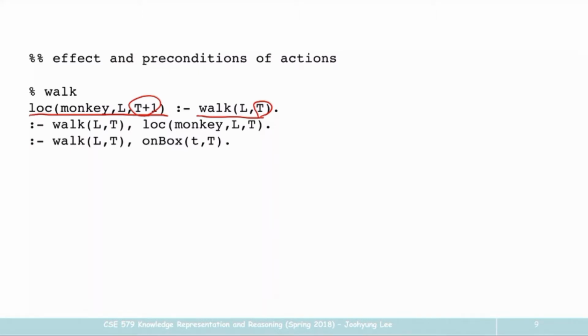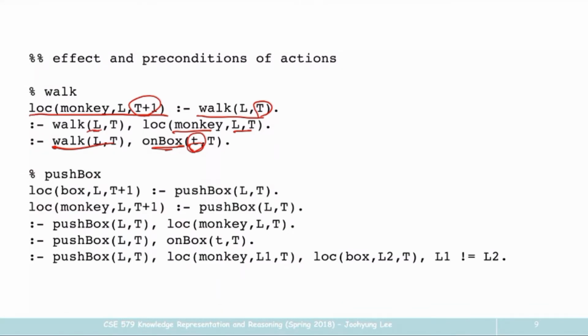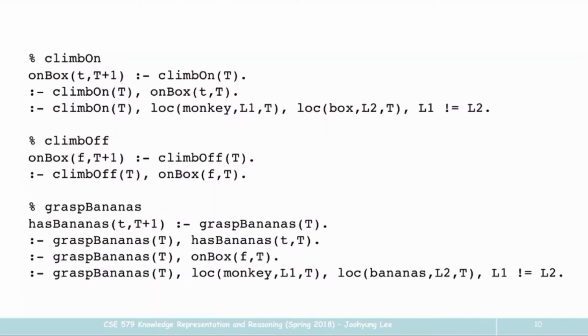And we have a constraint that some combinations are not possible. If the monkey is at L and the monkey walks to that same location L, this is not allowed. In the same way, if the monkey is on the box, so this T means true, then the monkey cannot walk to any location L, because this L is a global variable that ranges over any location. And similarly, we talk about pushing the box, climb on, climb off, and grasp bananas. They all have the same structure.